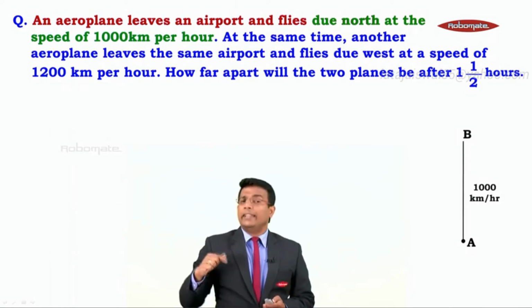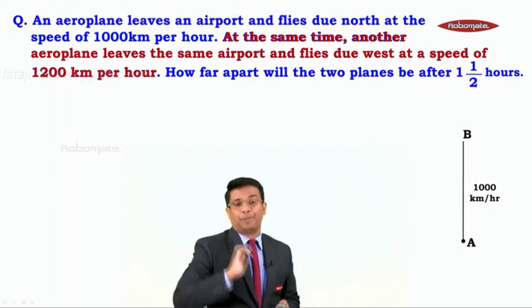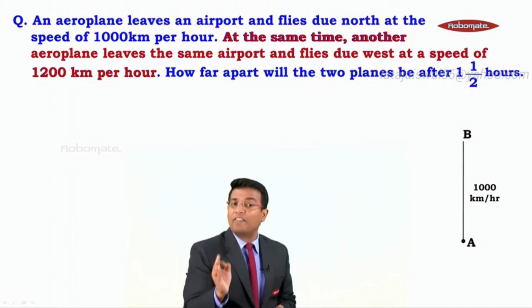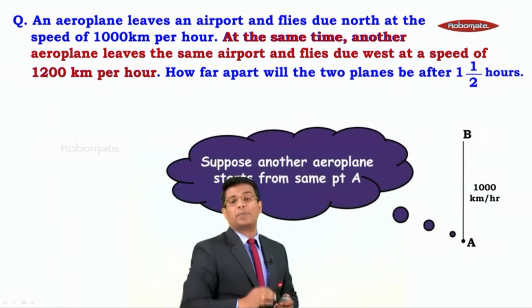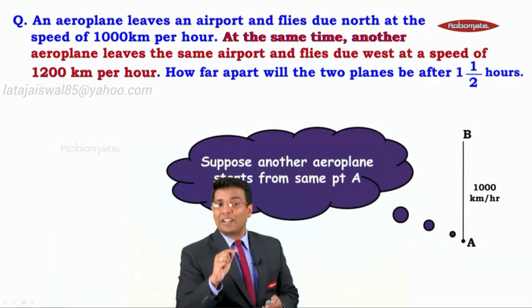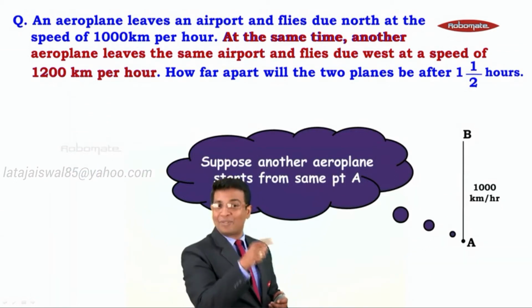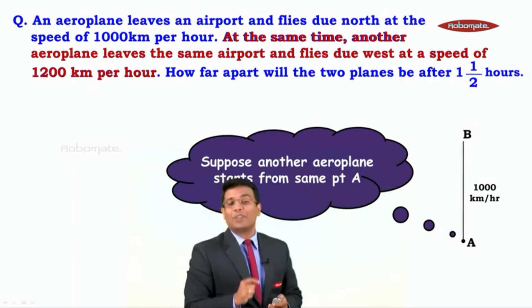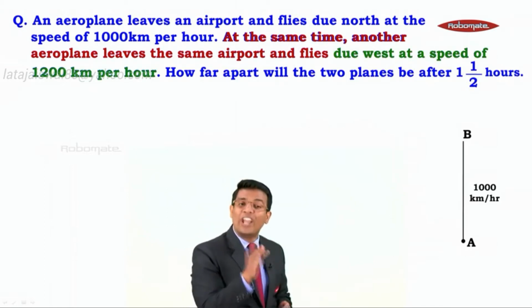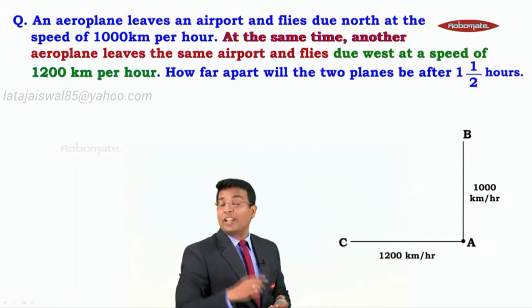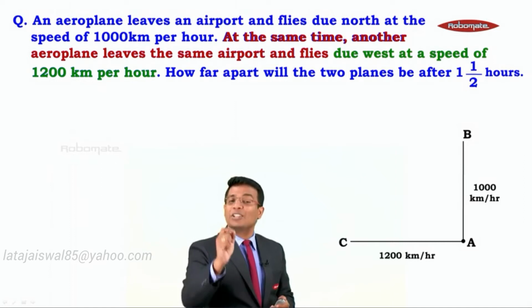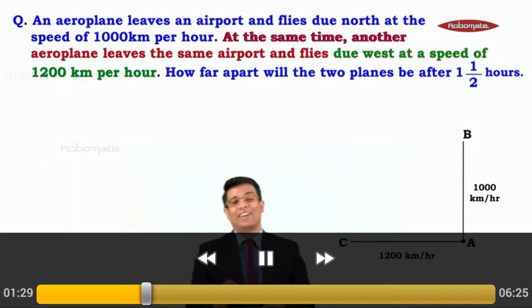Right? Then it says at the same time, another aeroplane leaves the same airport and flies due west at a speed of 1200 km per hour. So suppose another aeroplane starts from the same point A, from the same airport, and it moves towards west. Now the speed is more as compared to the earlier one. So here the speed is 1200 km per hour.